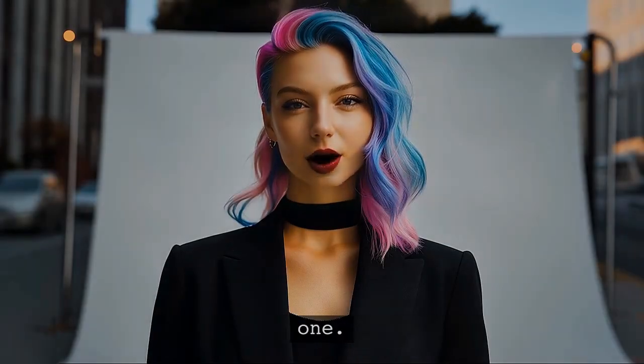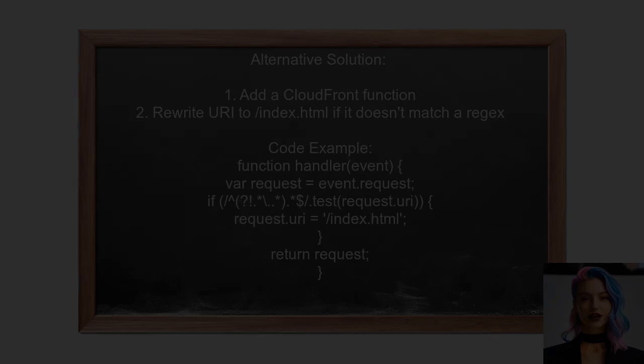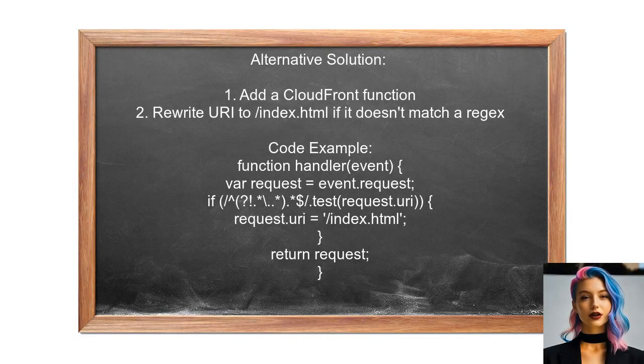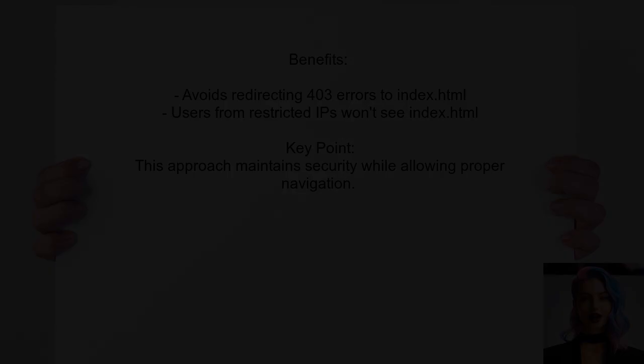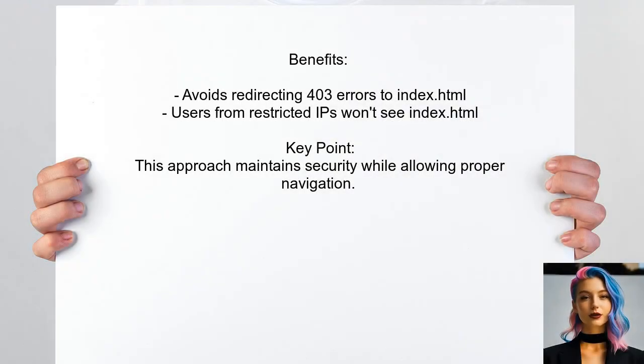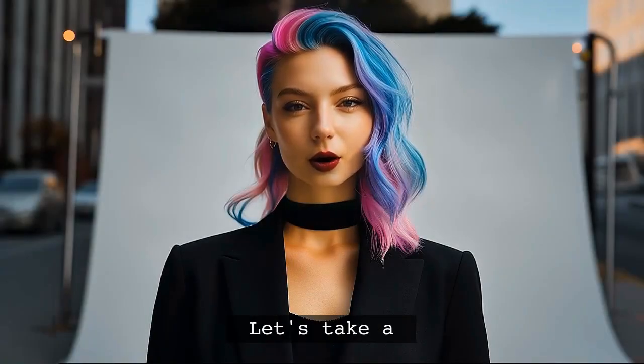Let's explore another one. An alternative solution from another user suggests adding a CloudFront function. This function rewrites the requested URI to index.html if it doesn't match a specific pattern. This method avoids issues that can arise from redirecting 403 errors to index.html, ensuring that users from restricted IPs won't see the index page when access is denied. That's it for that answer. Let's take a look at another one.